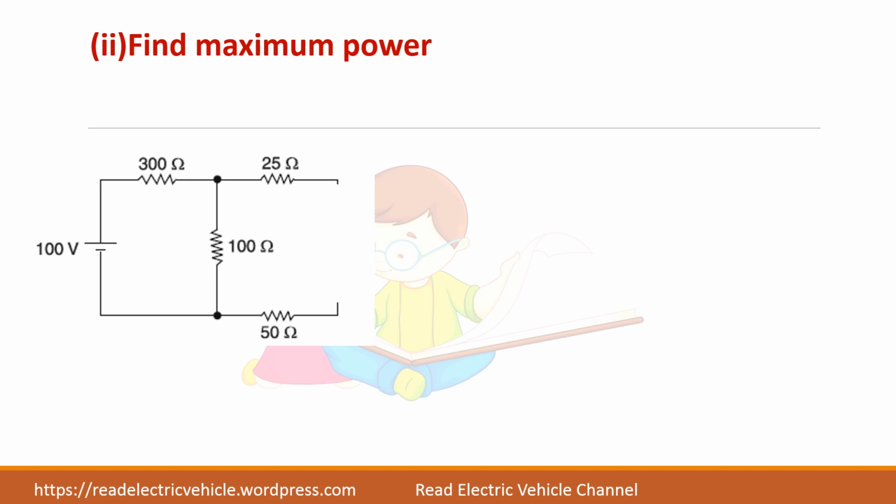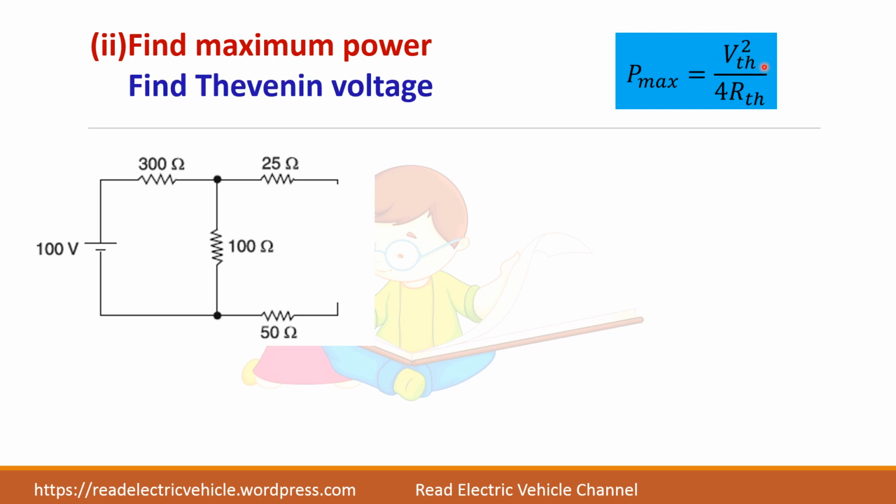Now the second part is to find the maximum power. The formula is P max is equal to VTH square divided by 4 RTH. Already we found the Thevenin resistance. Now we have to find the Thevenin voltage. So Thevenin voltage is nothing but the open circuit voltage. So we have to find the voltage here. Now what is this voltage? The voltage across the 100 ohms is the Thevenin voltage.